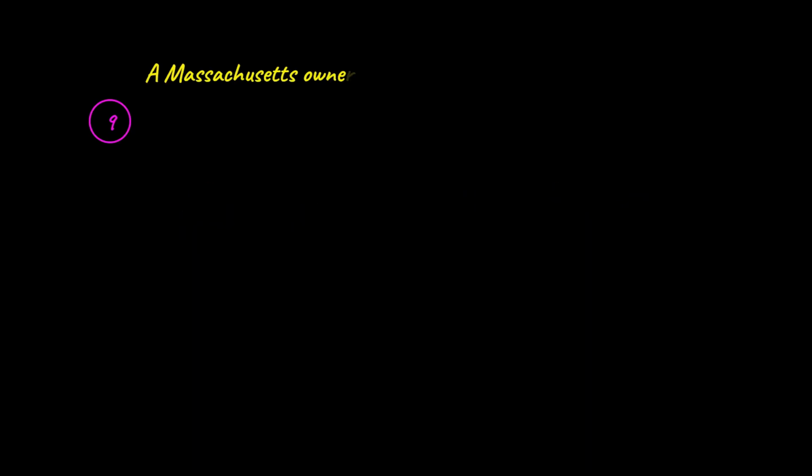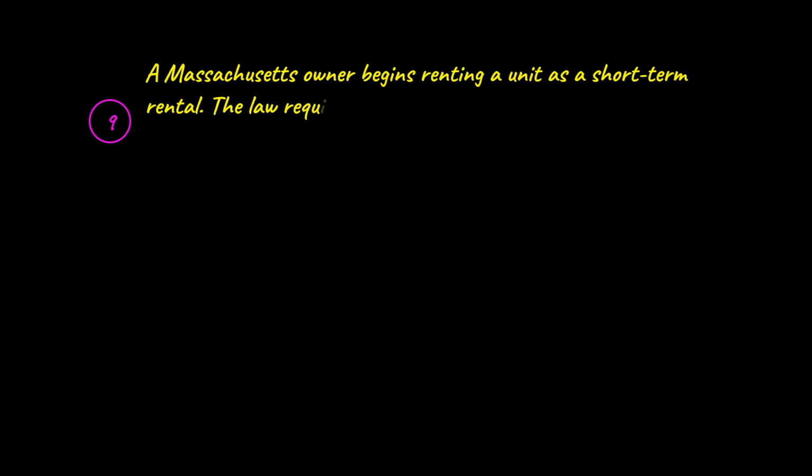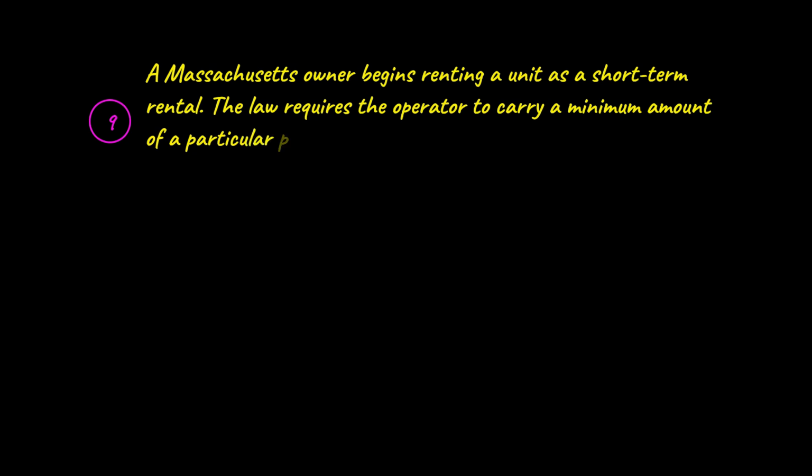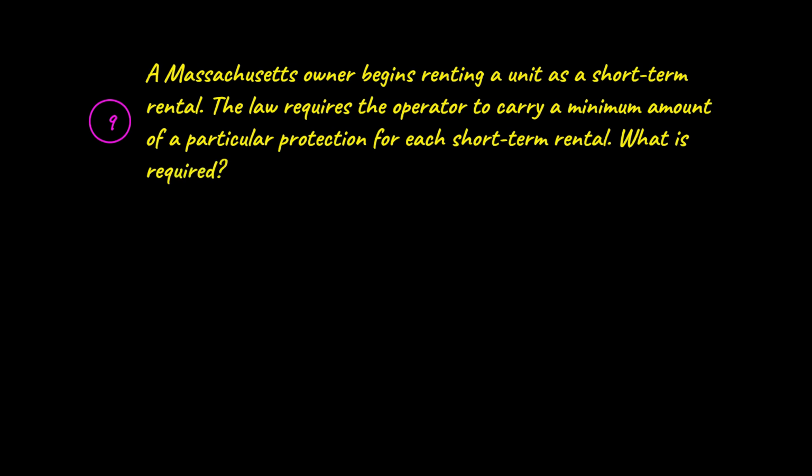Question 9. A Massachusetts owner begins renting a unit as a short-term rental. The law requires the operator to carry a minimum amount of a particular protection for each short-term rental. What is required? Your options are A.